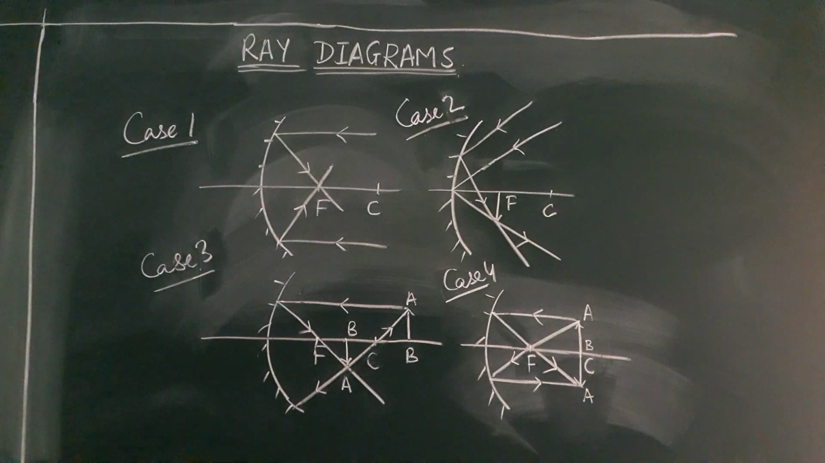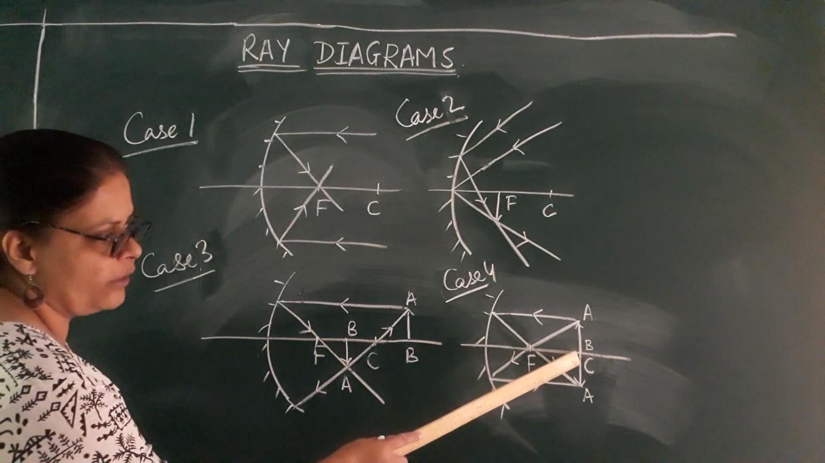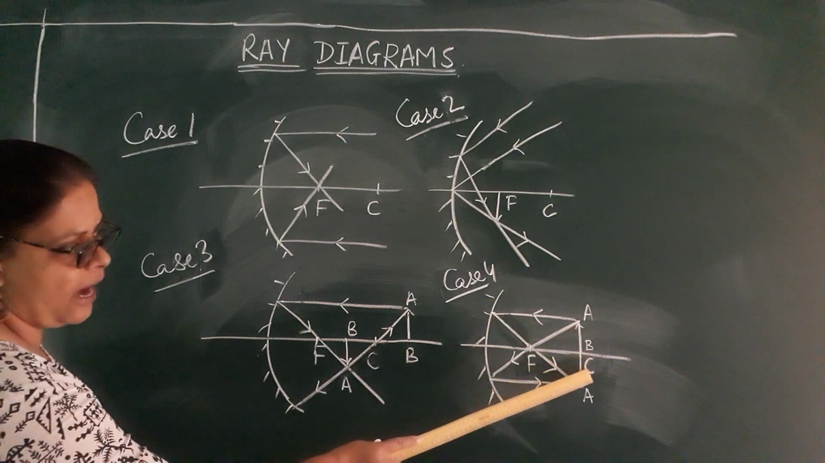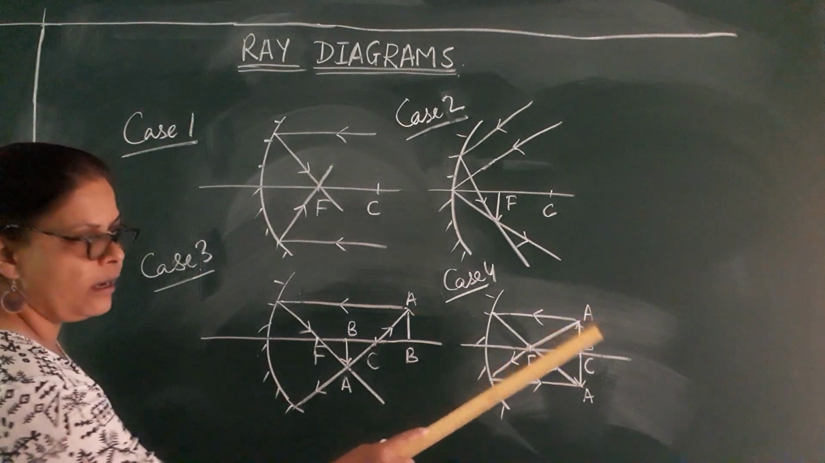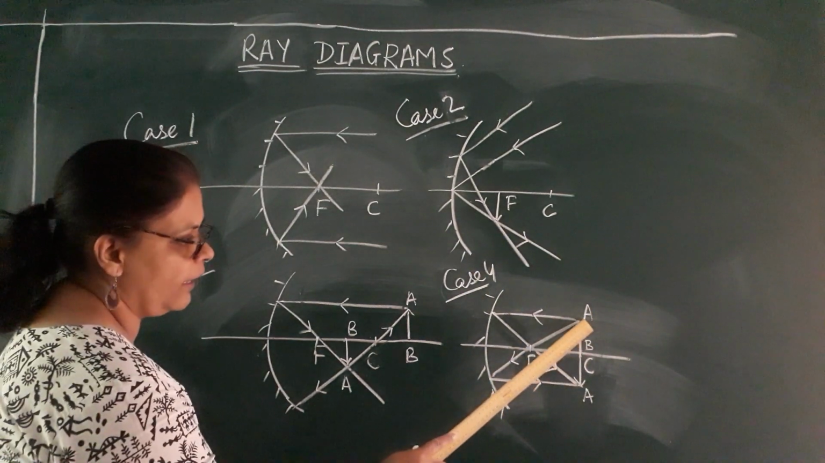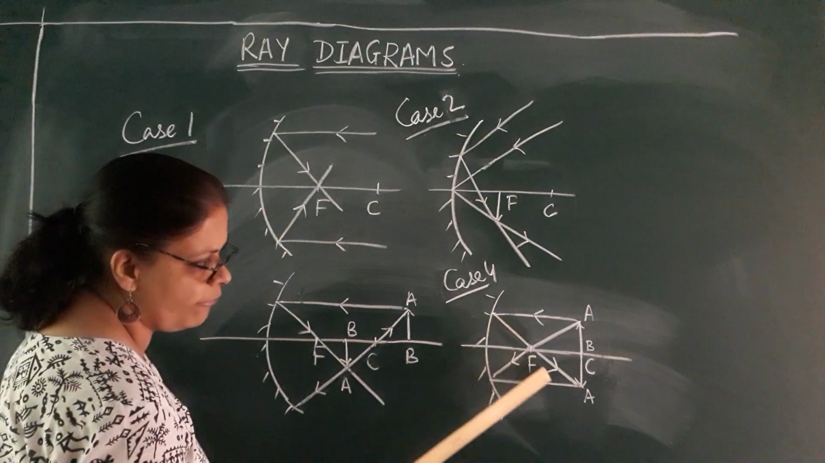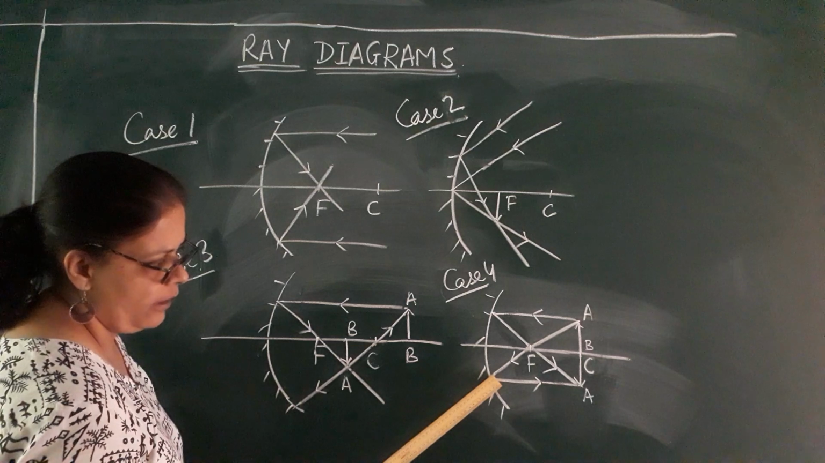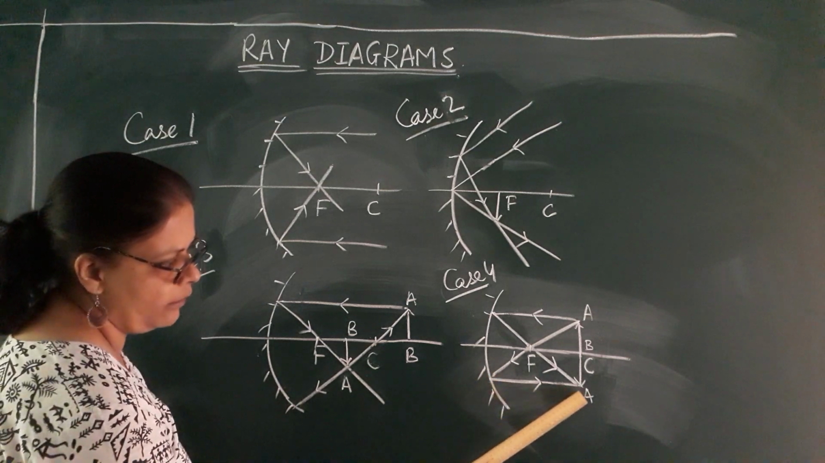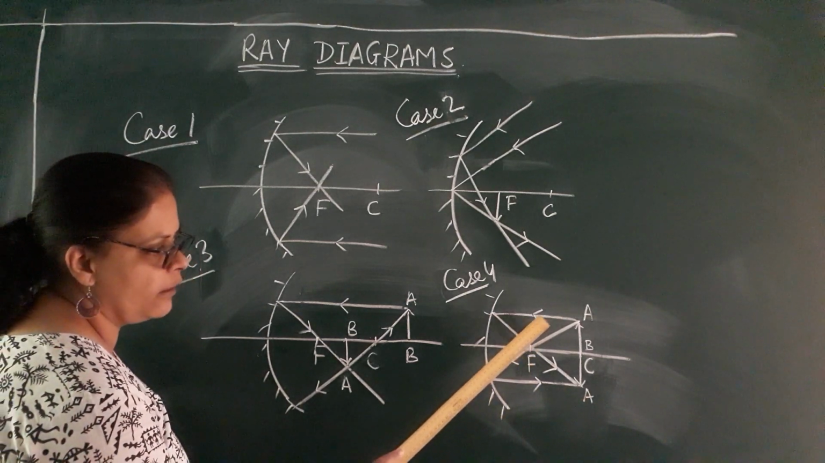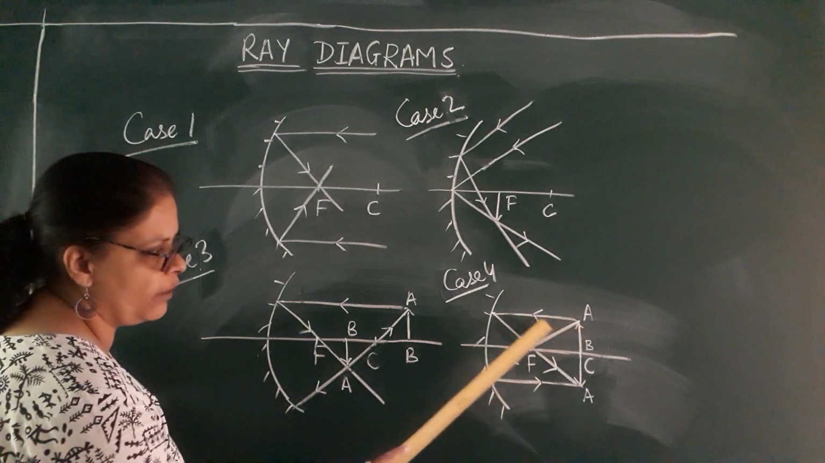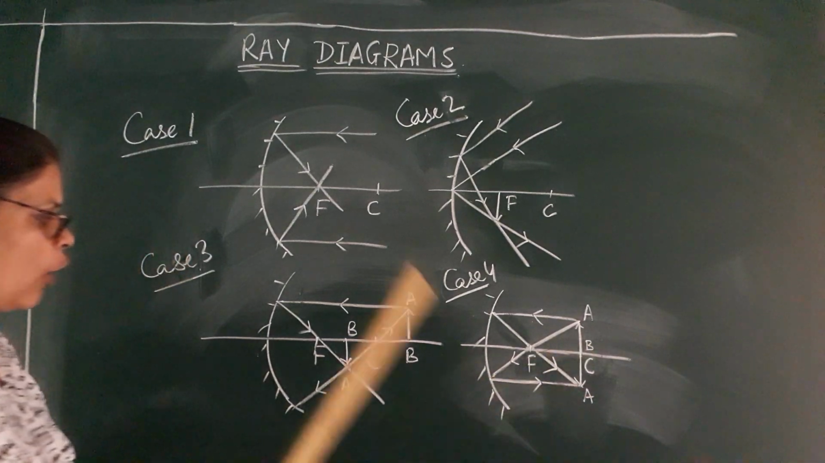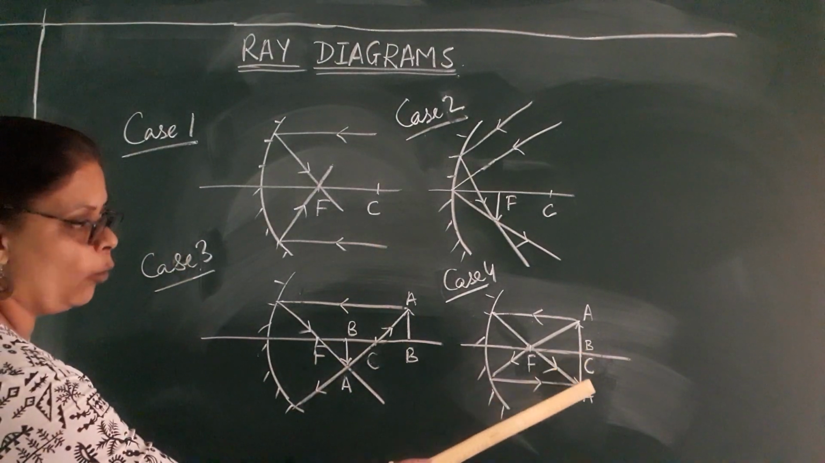Now I move to case 4, children. Where is the object placed in case 4? It is placed at C, at the center of curvature. Now I will again use two rules over here, children. A ray of light moving parallel passes through F is rule 1, and a ray of light passing through F becomes parallel after striking the mirror, which is rule 2. Both the rays automatically meet at C only.